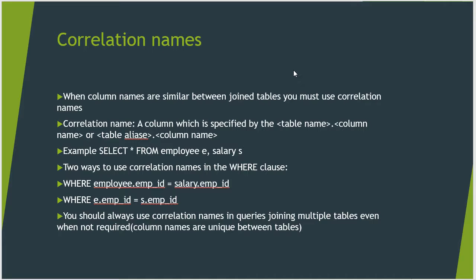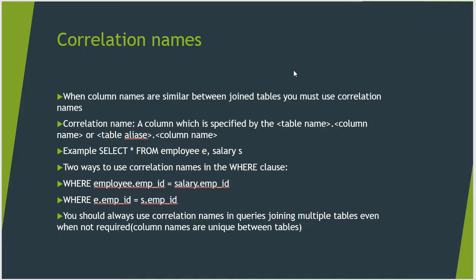Correlation names. When you join multiple tables together and they have the same column name between two tables, the database doesn't know what to do. So, it's like call the police. Well, there's a police department in every town. Which one would you want to call? So you've got to actually specify what to do. A correlation name here on the second bullet is basically the table name with a period followed by the column name. So you'd know exactly what table to ask for information.